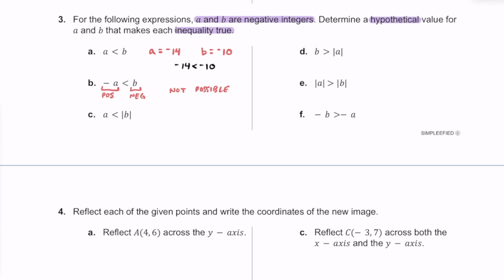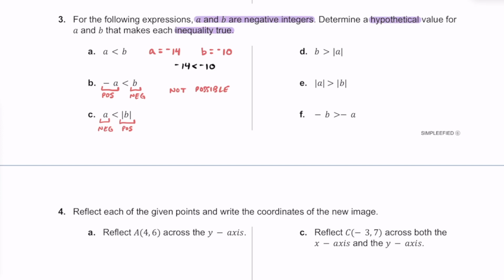All right, for C, we have a is less than the absolute value of b. So a, this is definitely going to be a negative number here. So I'm going to go ahead and say this has to be negative. All right, so that's definitely going to be negative. But then what about the absolute value of b? Well, b is a negative number, but the absolute value of a negative number is always going to be a positive number. So is this possible? Yeah, I think so, right? Because negatives are going to be smaller than positives here.